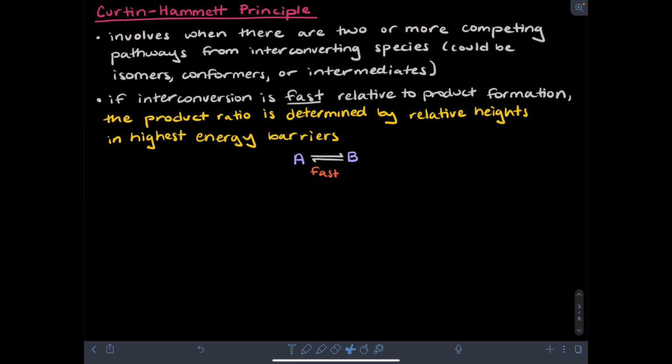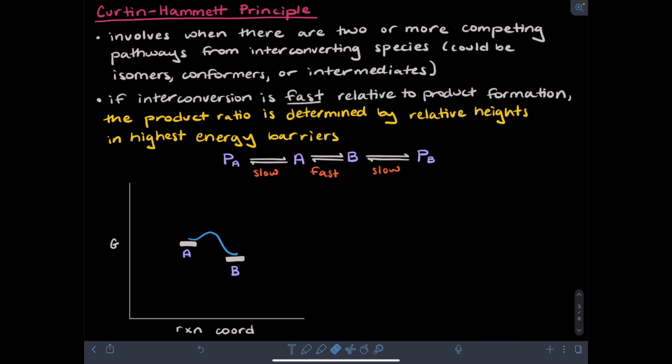These could be different conformations or different intermediates. And let's assume that they are rapidly interconverting, meaning there's a low barrier going from A to B or vice versa. Let's assume that A forms a product A, and that this reaction is slower than the conversion of A into B. And let's assume that B forms a product B, and that this product formation is slower than the interconversion between B and A.